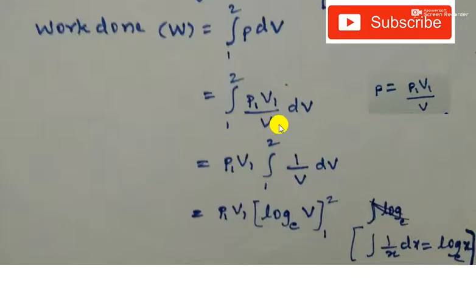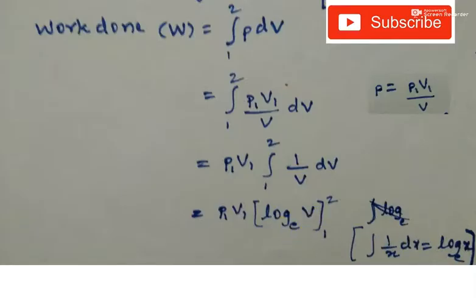So these are at the place 1, pressure and volume are constant, so we can write them outside the integration, and here the variable is V. So this is to be integrated. So you write this P1 V1 outside and the integration from 1 to 2 of 1 by V dV, and we know that the formula of the integration of 1 by x dx is equal to log e x. So from that, in the place of x we have V, so we can write here the integration of 1 by V dV is equal to log e V.